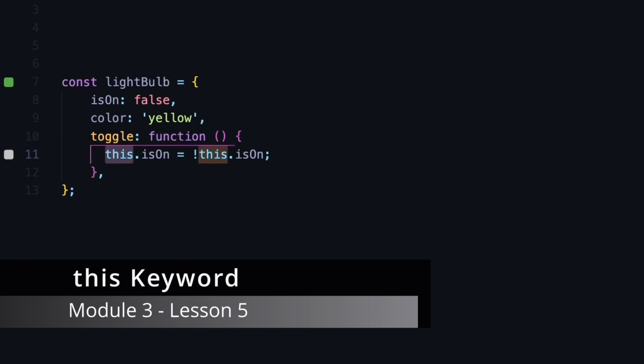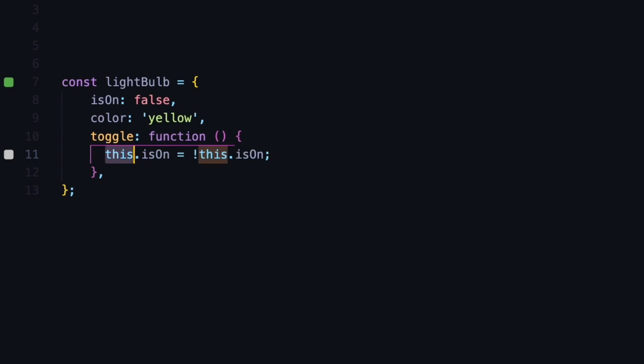Let's come back to this keyword, which we saw in the previous lesson. In JavaScript, the this keyword is a bit like a chameleon. It changes its meaning depending on how and where you use it. You can think of this as a reference to the object that owns or calls this function. For example, in this case, we used this inside of the toggle, and this toggle is owned by the light bulb. So this means that this is referring to this light bulb class.